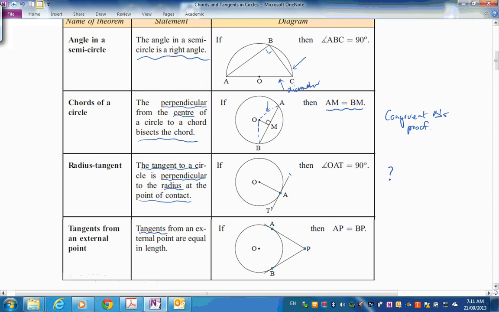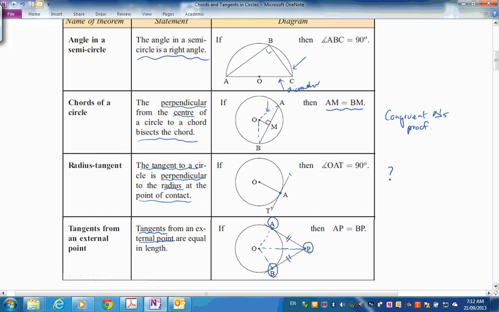Tangents from an external point. Okay, tangents drawn from a point to a circle are equal in length. So if you draw this one in, it's got a point of contact at A, this one a point of contact at B, and they're supposed to be equal. You sort of can see it, can't you, about the symmetry or the roundness of the circle. It's going to be even on either side. Could you prove that they are equal in length? Well, I don't know. Maybe here and here, congruent triangles again?